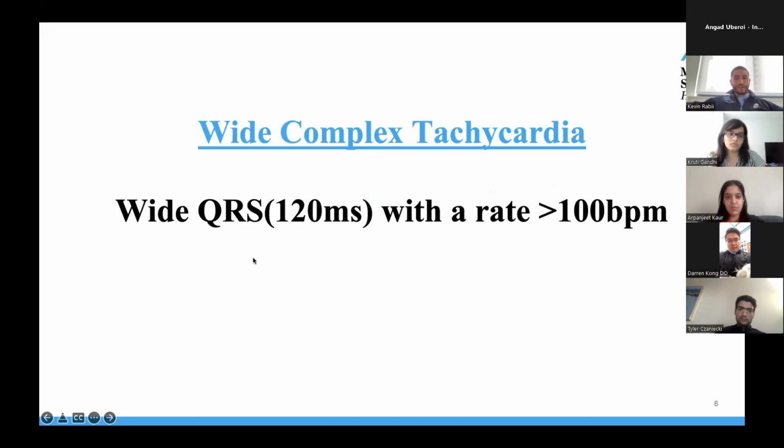So discussing wide complex tachycardias, how do we define them? Most of the time we just eyeball the QRS, but strictly speaking, it's a wide QRS greater than 120 milliseconds. So that's 3 small boxes, and anything with a rate over 100 beats per minute is considered tachycardia.